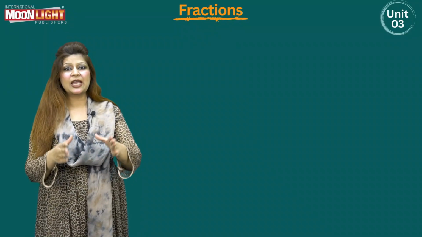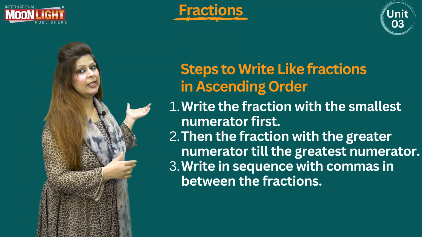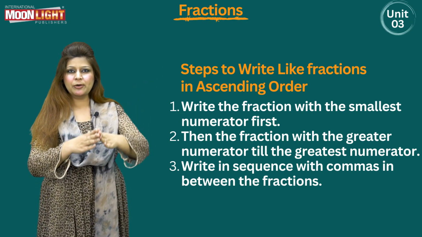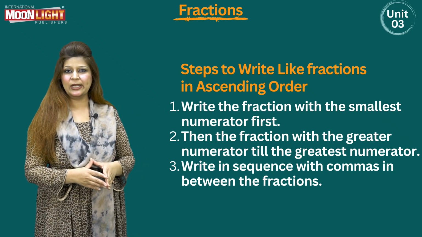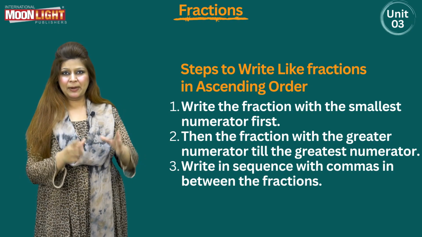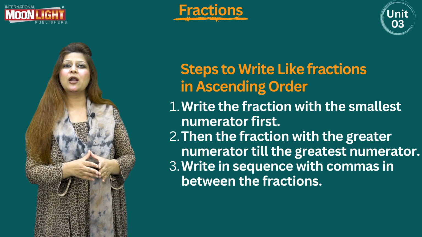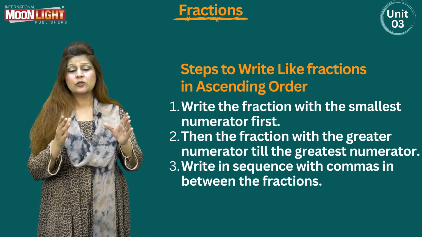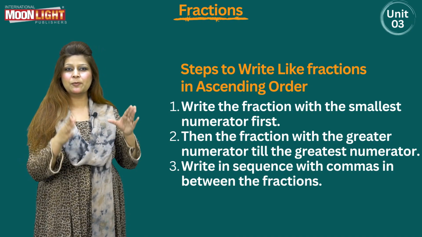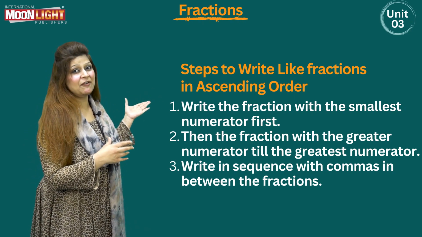Now note down the steps to write like fractions in ascending order. You know ascending order means from the smallest to the greatest. You remember it as we have done in the whole number chapter. Now we are going to concentrate on the numerators because we are talking about like fractions here. Like fractions means that all the denominators will be the same, so we only concentrate on the numerators.